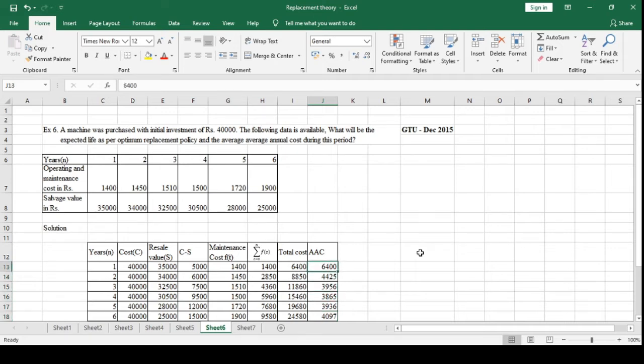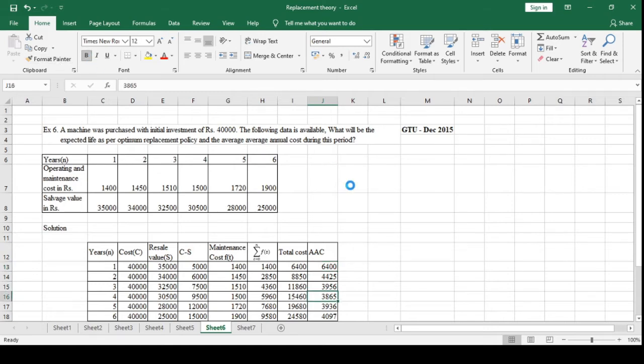Okay, so the average annual cost for each and every year, if we observe over here, then we will see a particular pattern. For the first year, then after it is getting decreased in the second year, then it is getting decreased again, but after the fourth year you can see that the average annual cost will increase. Okay, so our answer will be the fourth year.